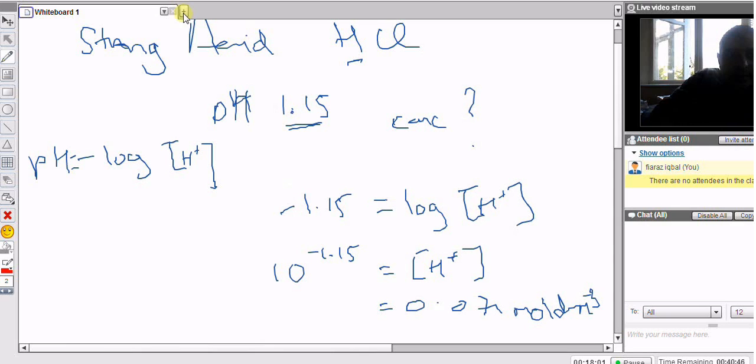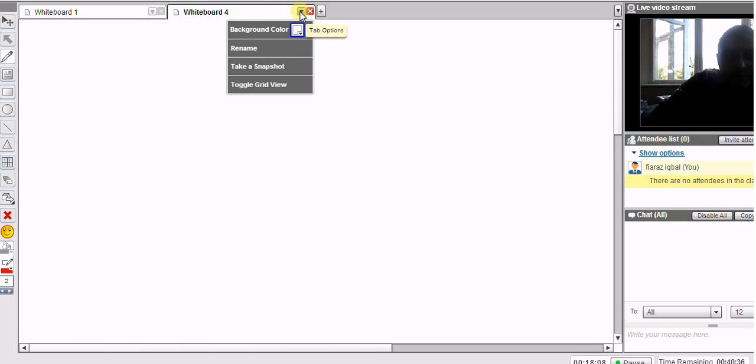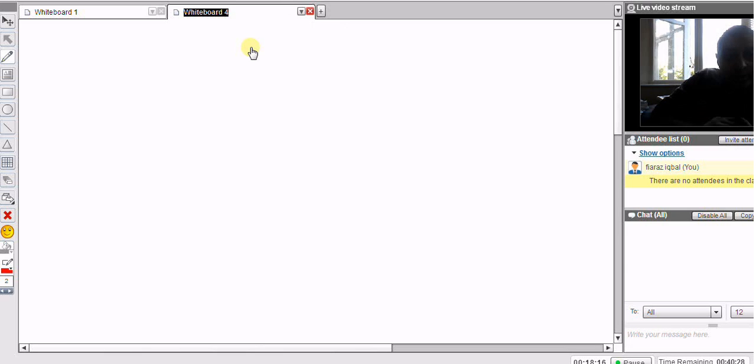Here we go. We'll do a little drop down arrow. I've never used that drop down arrow. Where's that drop down arrow? Tab options. Background color, rename, take a snapshot. Oh, rename. Let's call this one weak acids. Okay, so we'll have a look at weak acids here. That's cool, isn't it? Didn't know I could do that. Okay.